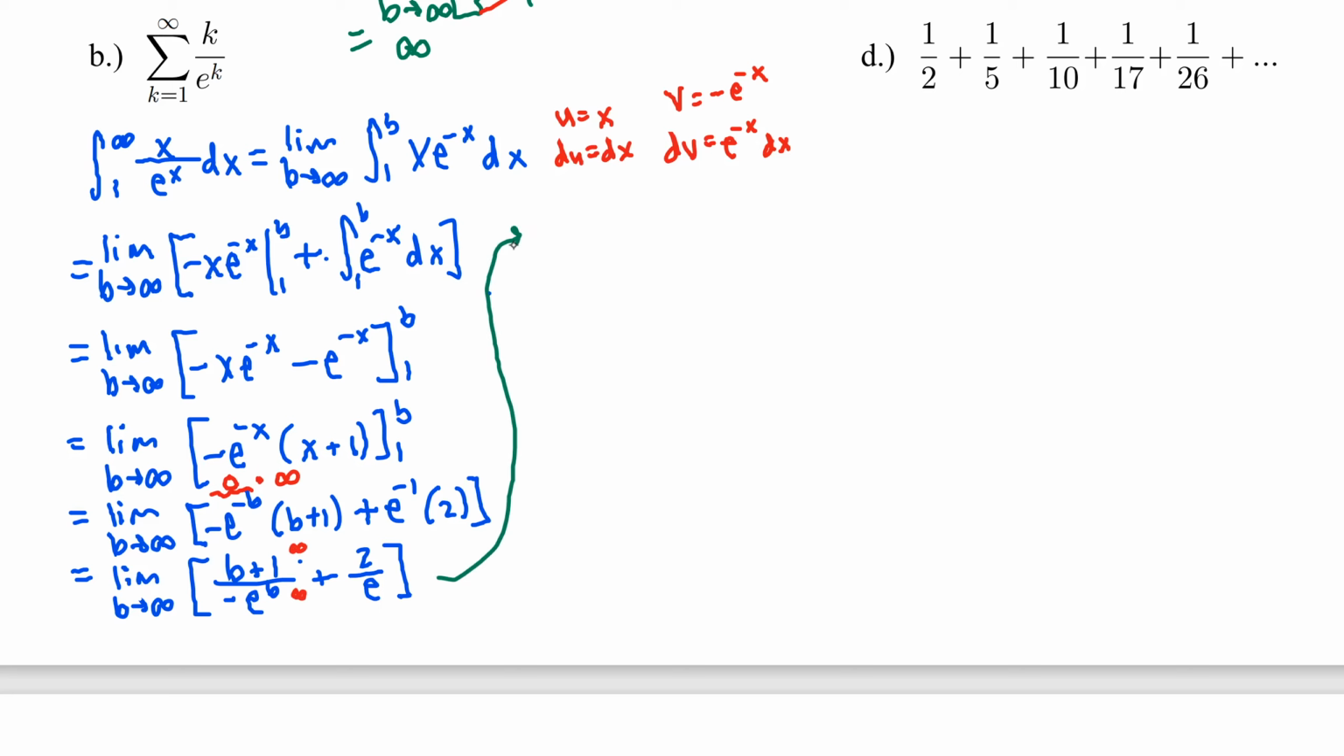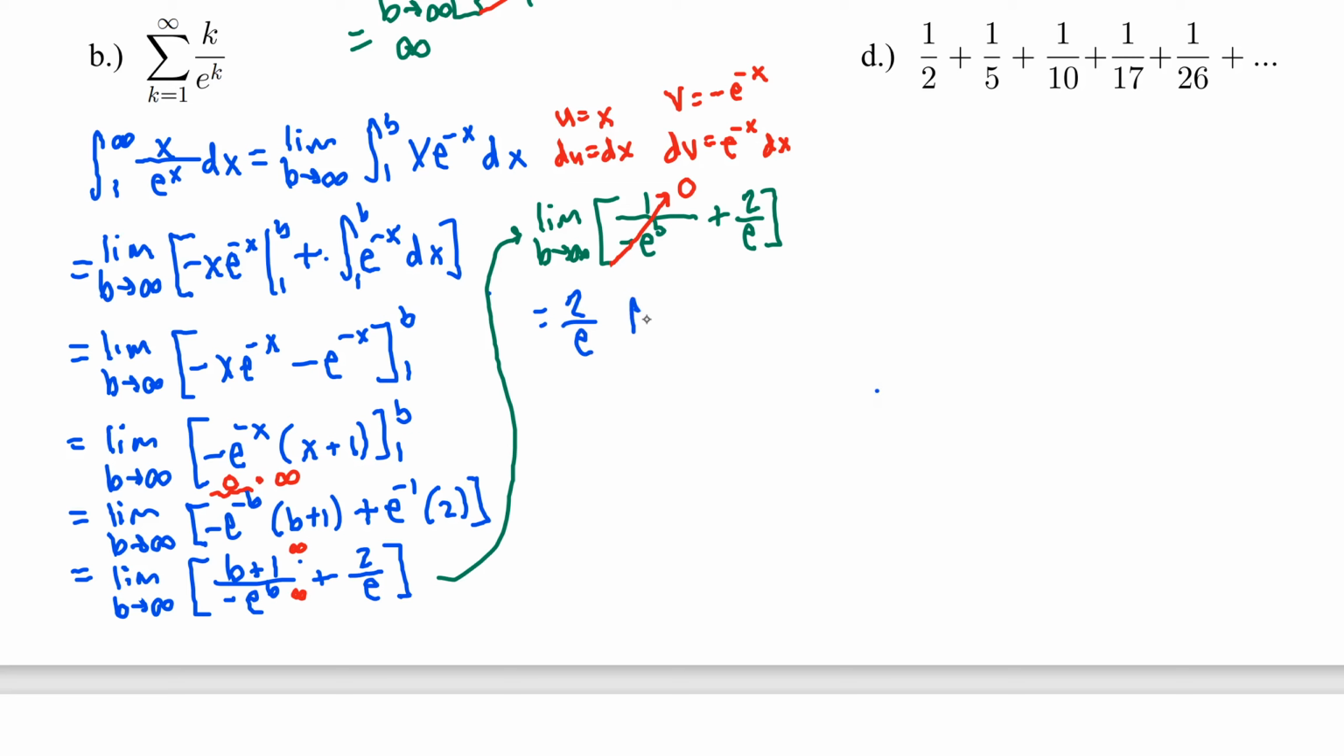So we have the limit as b approaches infinity. The derivative of the top with respect to b is 1, and the derivative of the bottom with respect to b is negative e to the b. And we're carrying along our second term here, 2 over e. Now we can evaluate the limit. As b approaches infinity, the denominator goes to infinity, causing the fraction to approach 0. Therefore, the value of the integral is 2 over e.